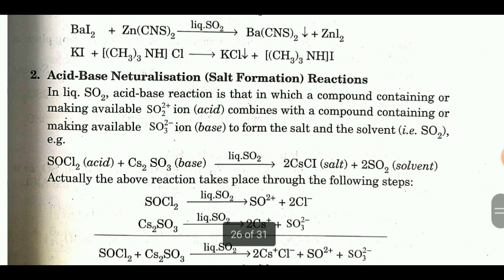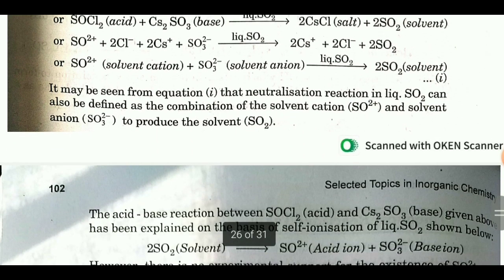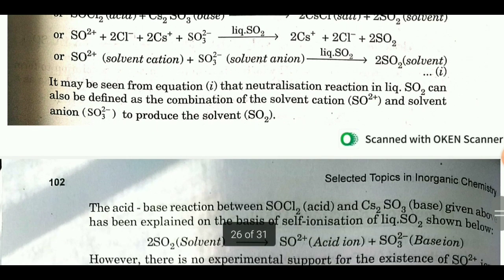Second, acid-base neutralization or salt formation reactions. In liquid SO2, an acid-base reaction is one in which a compound containing or making available SO2 2+ ion (acid) combines with a compound containing or making available SO3 2- ion (base) to form a salt and the solvent. It may be seen from the equation that the neutralization reaction in liquid SO2 can also be defined as the combination of the solvent cation and the solvent anion to produce the solvent.